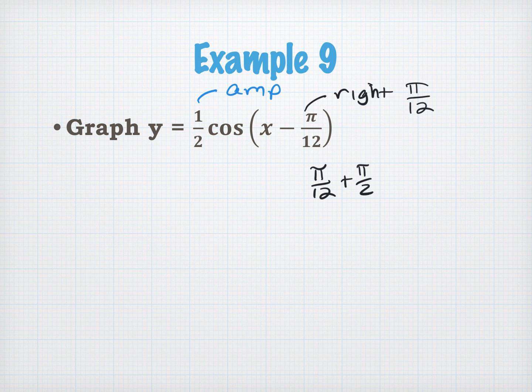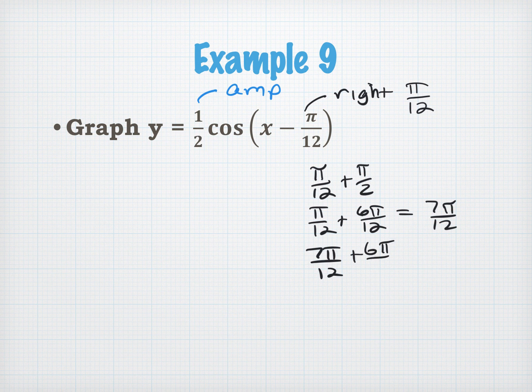Again, we need to find a common denominator. That common denominator is going to be 12. So pi over 2 becomes 6 pi over 12. And then now we can add. And we get 7 pi over 12. And then I'm going to do it again because I need 4 key points. Add 6 pi over 12. 13 pi over 12.